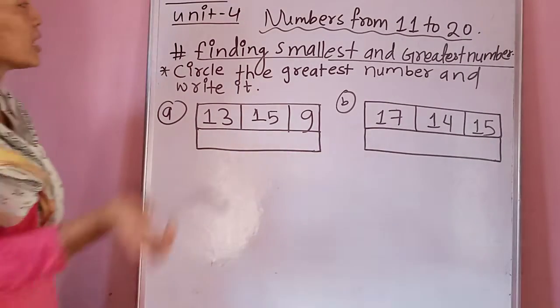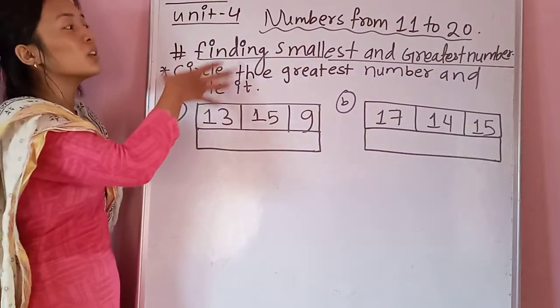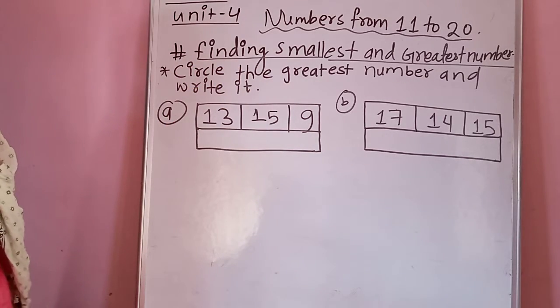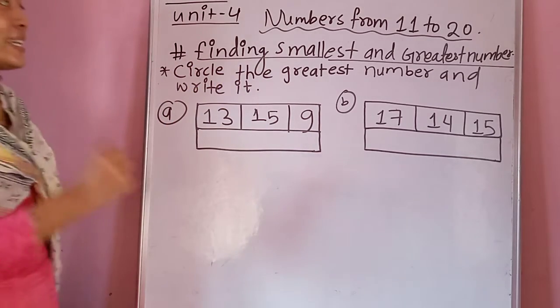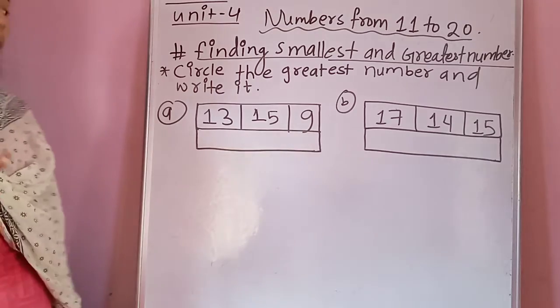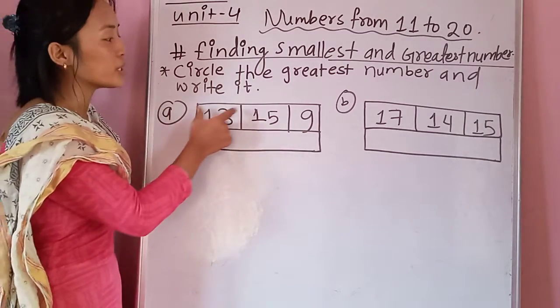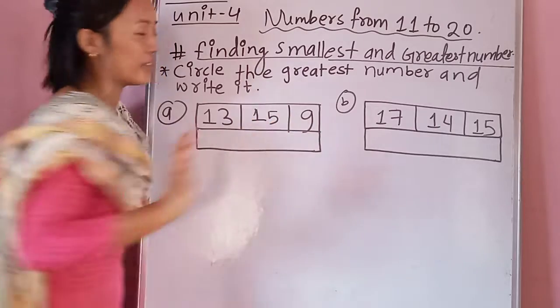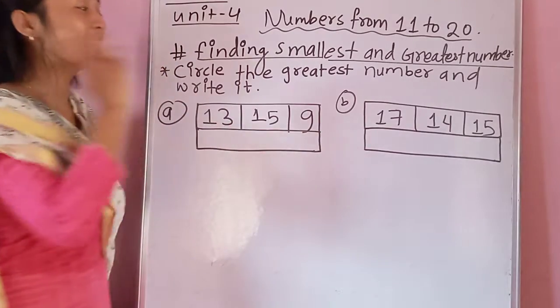And look here, in the A number, circle the greatest. First of all, you have to understand the question, okay. What you have to do in this question is find the greatest number, sabaibhanda thulo number. In this A number, I have written three numbers, isn't it? 13, 15 and 9. So among this, which is the greatest number?